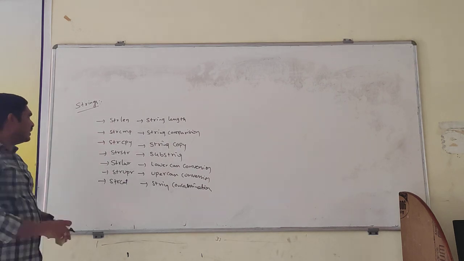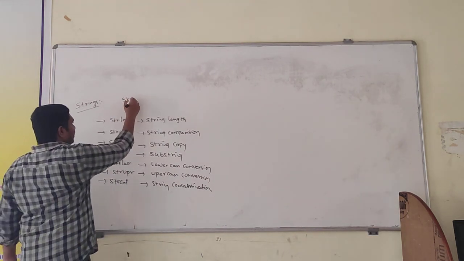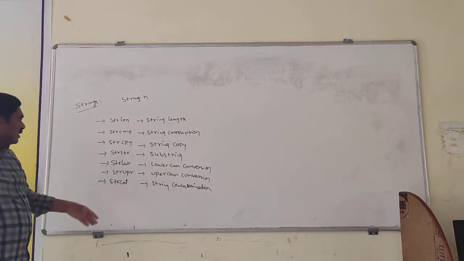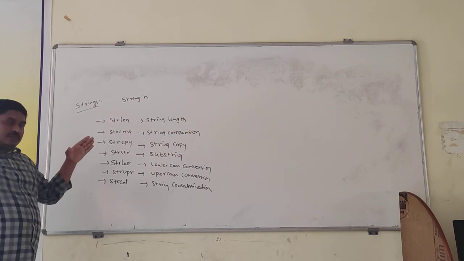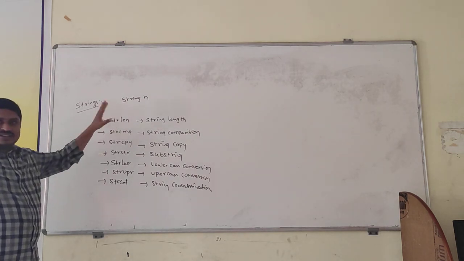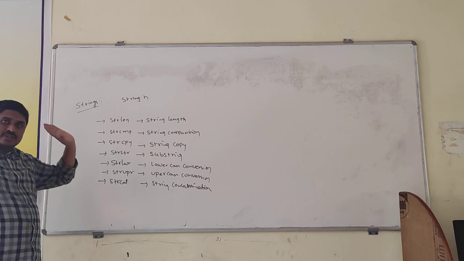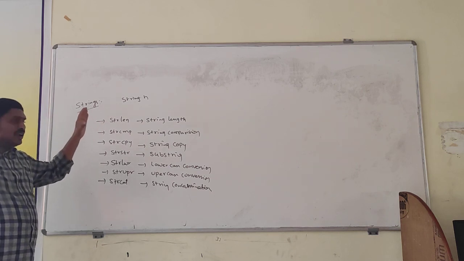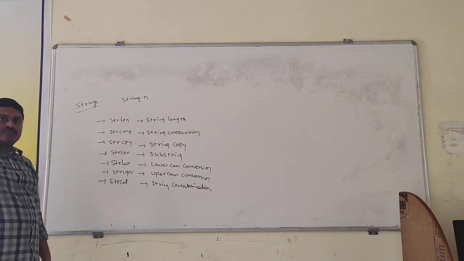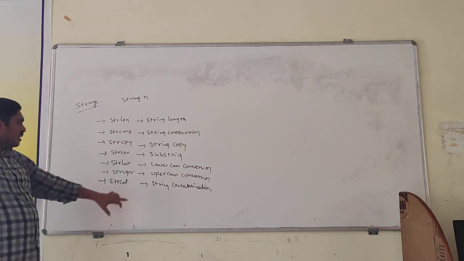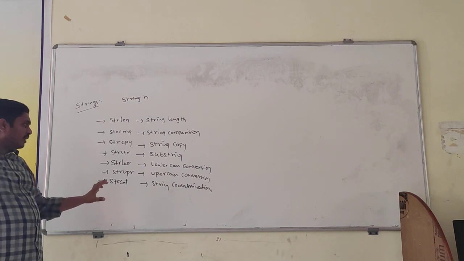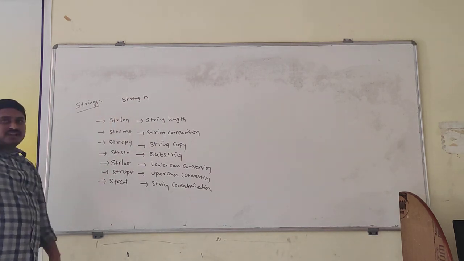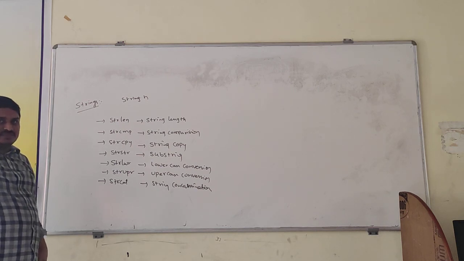These are stored in the header file string.h. If you use any one of these functions, we must include the string.h along with the hash include stdio.h, hash include conio.h. Next statement, hash include string.h also we must include. Why? Because all these functions are developed, written and executed, and all are stored in the header file string.h.